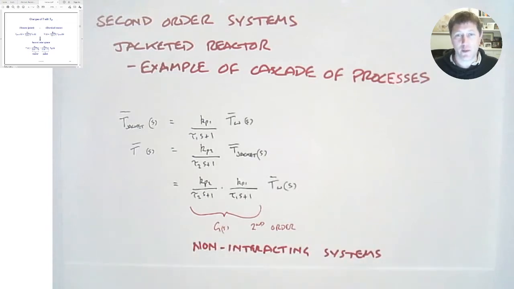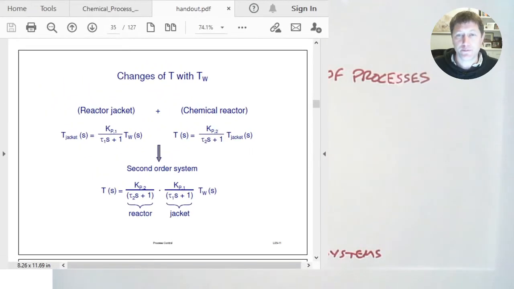By non-interacting we mean that there's forward behaviour. The temperature of the feed water affects the temperature of the jacket, which affects the temperature of the reactor, but there's no significant backwards interaction. So non-interacting systems are simple to model. We simply multiply together the individual transfer functions. We can see that in the notes here. We've multiplied together the two individual transfer functions to get the second order system, and that's where they come from.